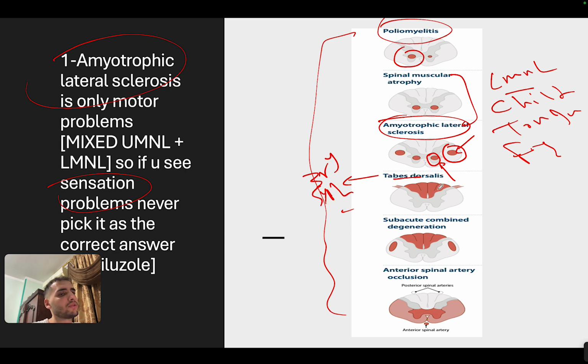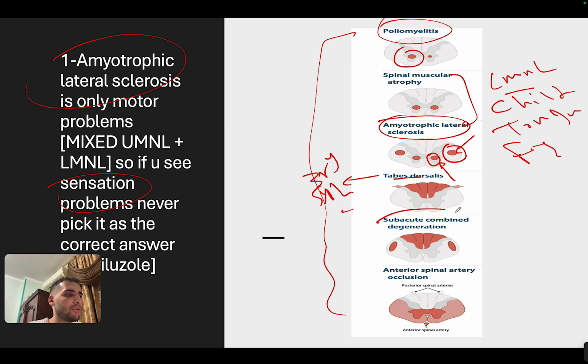Then tabes dorsalis, which happens from tertiary syphilis. This one would present with problems in the dorsal column tract, so they would present with ataxia, vibration and proprioception problems, and they will present with Argyll-Robertson pupil, which is a pupil that can accommodate but never reacts to light.